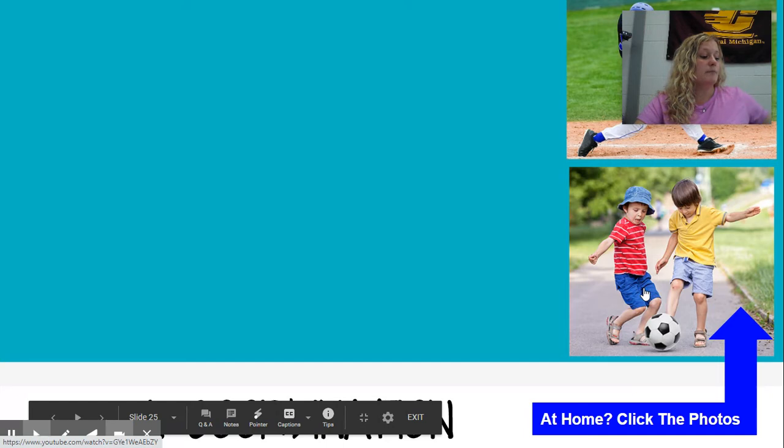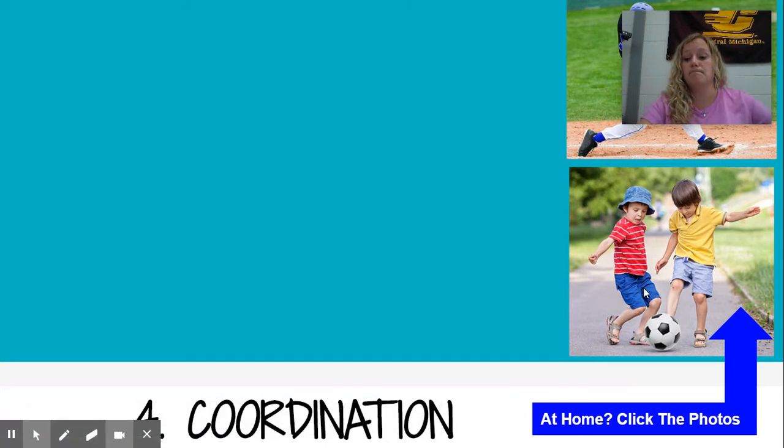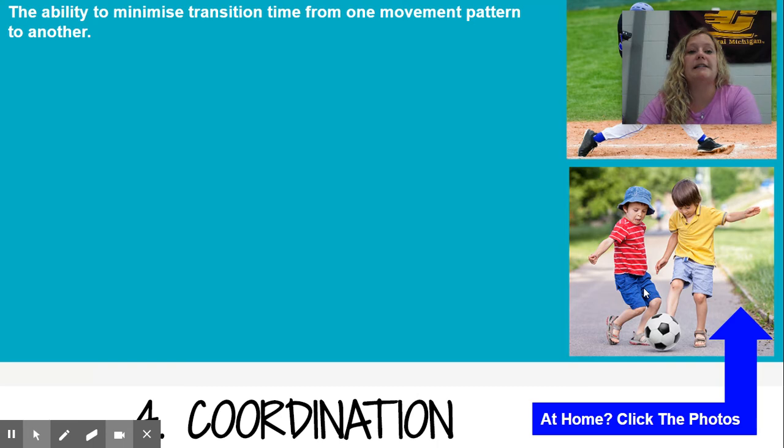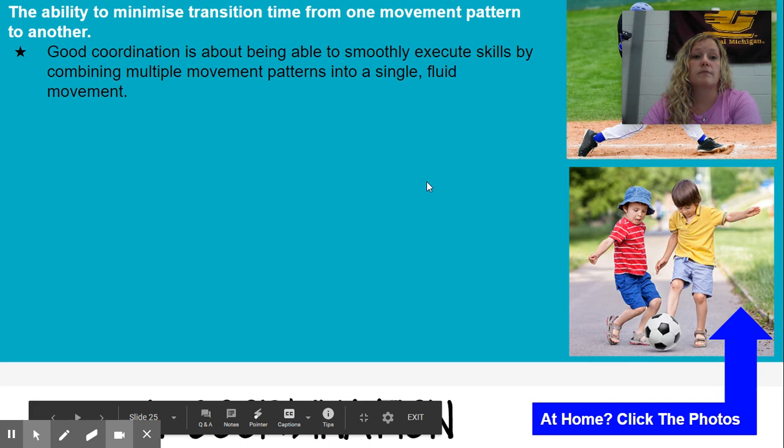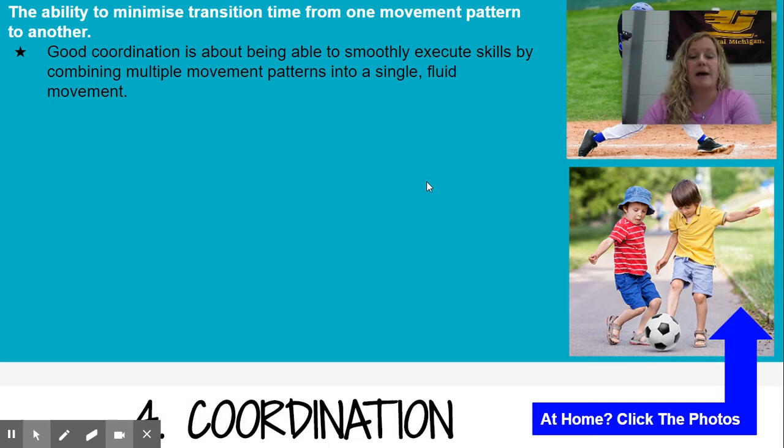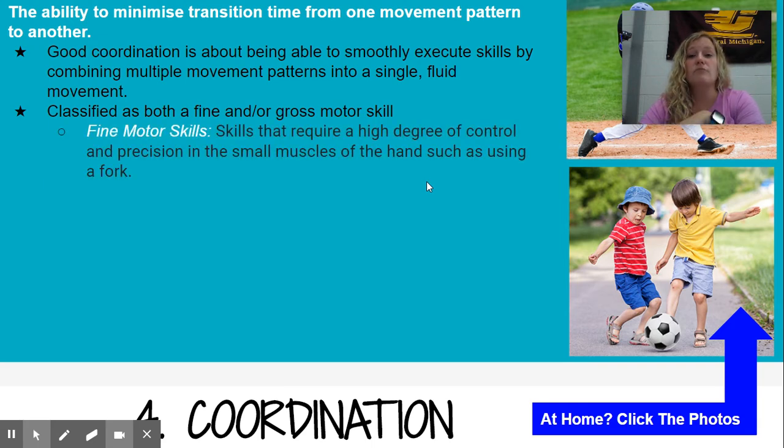All right, and the last component that we're going to talk about today is coordination. This is the ability to minimize transition time from one movement pattern to another. Good coordination is about being able to smoothly execute skills by combining multiple movement patterns into one single fluid movement. It's classified as both a fine and gross motor skill. A fine motor skill is a skill that requires a high degree of control and precision in the small muscles of the hand, such as using a fork or writing.